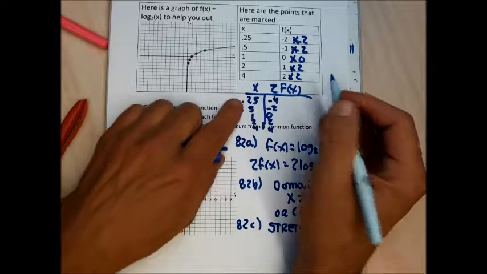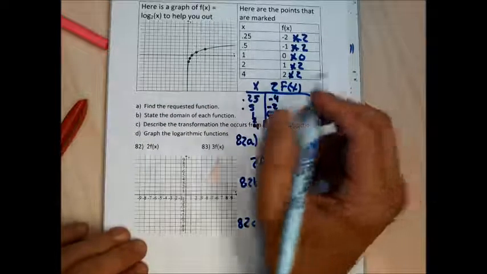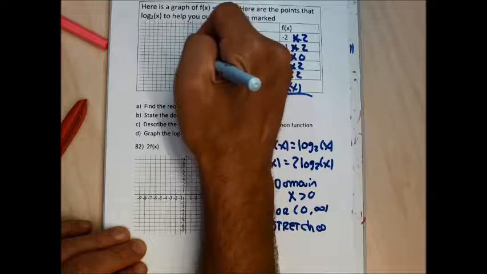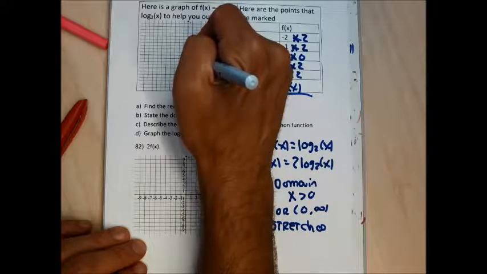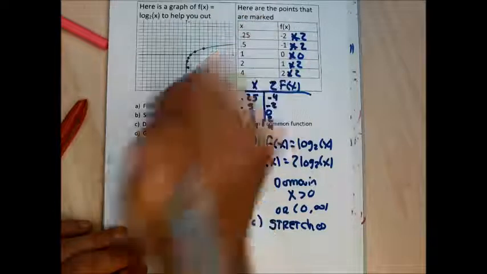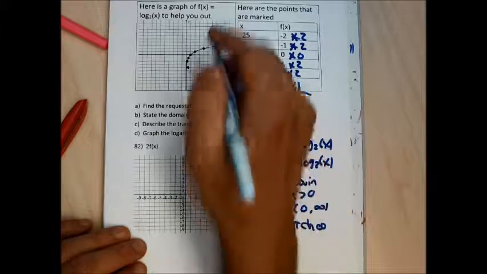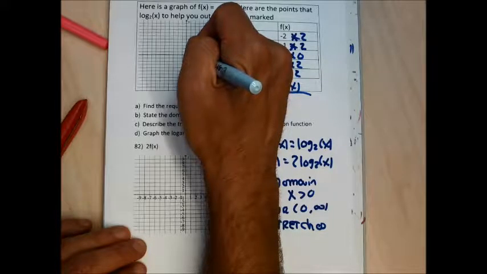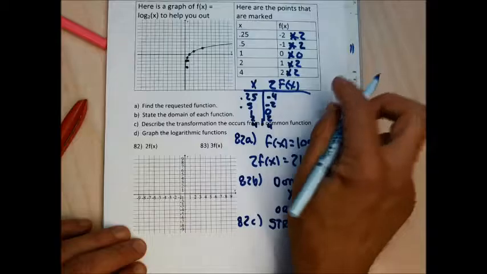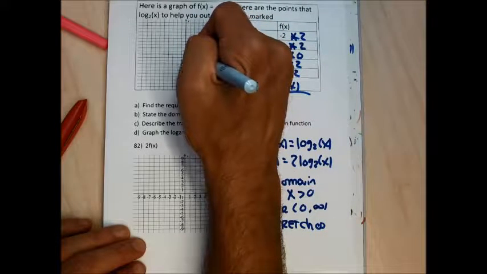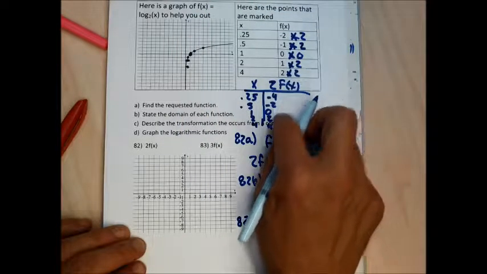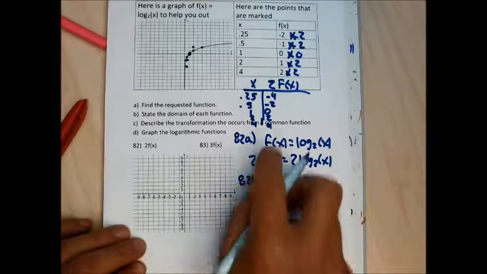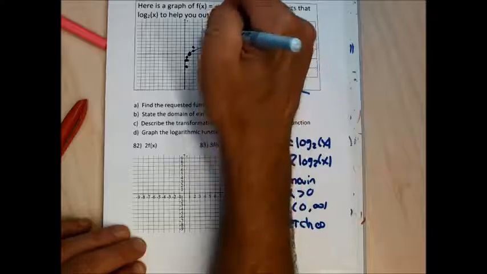So the points I'm going to plot are 0.25, negative 4. I probably could do it on this graph. 0.25 and negative 1, 2, 3, 4. And then 0.5, negative 2. 1, 0 still stays 1, 0. And then 2, 2 instead of 2, 1. So that point gets stretched away from the x-axis. And then 4, 4 as opposed to 4, 2.